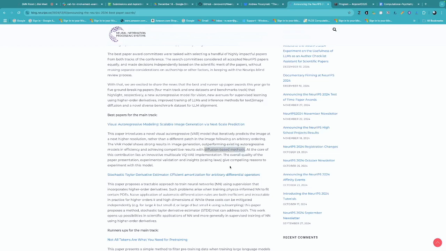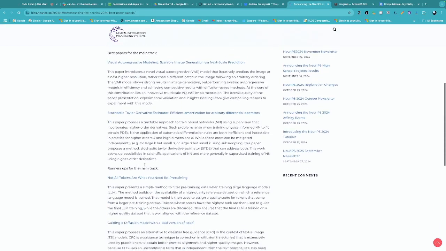So we've talked a bit about diffusion-based methods in recent meetings, but kind of, how do you implement that? How do you do this with some of the other methods? So they're just comparing this with standard diffusion-based methods. They're also comparing this with autoregressive models alone, and then they're finding that this method is better than both of them. At the core of this contribution lies an innovative multi-scale VQ-VAE implementation, which is, I don't know what VQ-VAE stands for. I guess something about visual autoregression. So they're doing this at multiple scales of resolution, basically. The overall quality of the paper presentation, experimental validation, and insights or scaling laws gives compelling reasons to experiment with this model. Okay, so that's the first one.